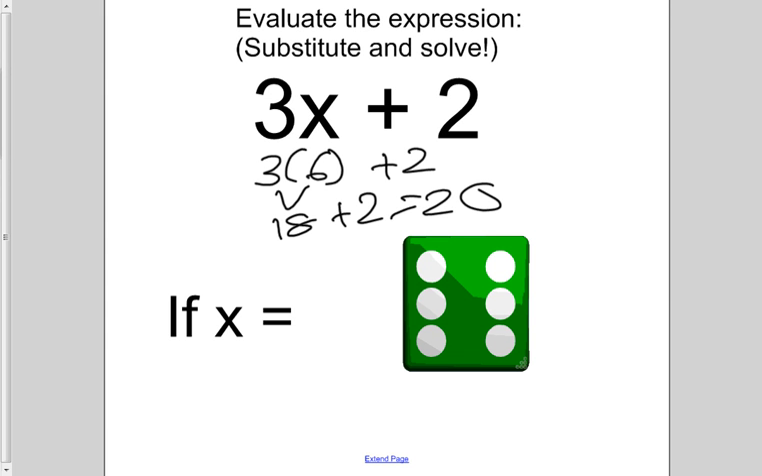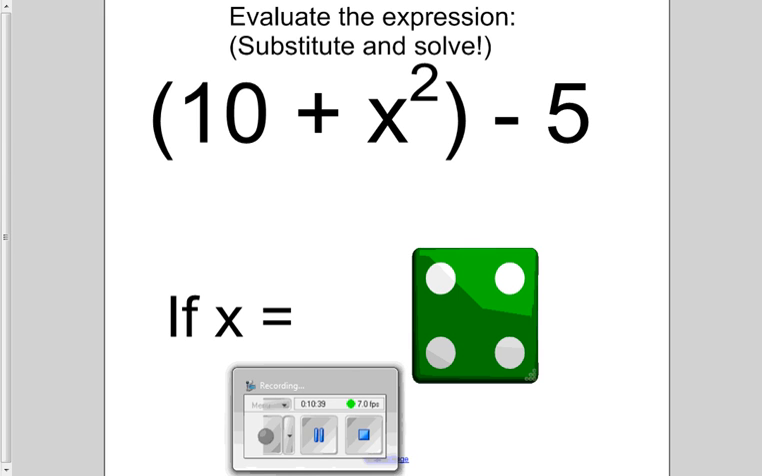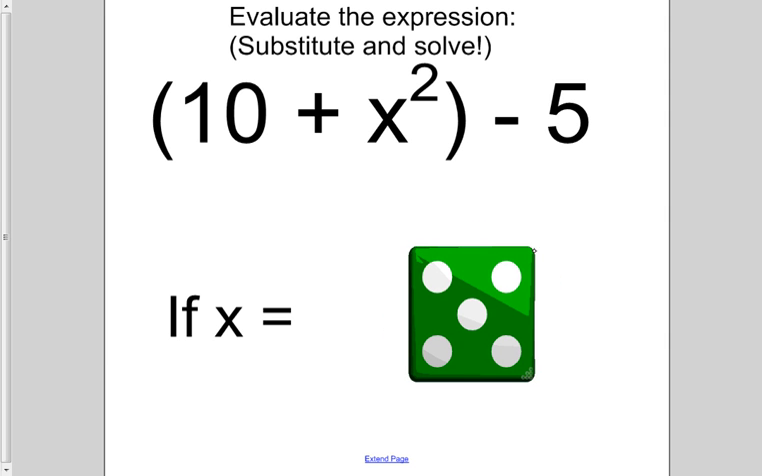Let's move on and try a little bit more challenging one here. All right, so now we're going to evaluate this expression, and that is 10 plus x to the second power in parentheses minus 5. So again, we're going to roll the dice. And how about if x is equal to 5? So again, I need to rewrite this problem. 10 plus, everything's going to stay exactly the same, except when I get to this x, I'm going to put a 5 instead of the x.